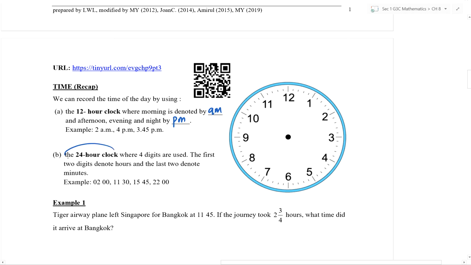The alternative is to use the 24-hour clock, which some of your watches should be using. The first two digits will denote hours and the last two will denote minutes. So the first example, 0200, represents 2 AM. This over here is 11:30 AM. 15:45, we take the 15 minus away 12 and we get 3:45 PM. The last one, take the first two digits, 22 minus 12, we get 10 PM.